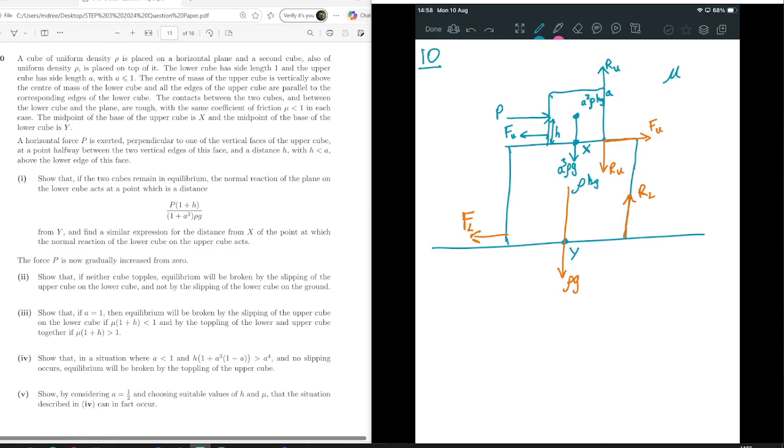So now let's actually start looking at the question. So part I, show that if the two cubes remain in equilibrium, so now all the forces balance, all the moments balance, the normal reaction of the plane on the lower cube, which is this RL, which I've labelled, acts at a point which is at distance from Y. Okay, so it's saying where is this reaction force?